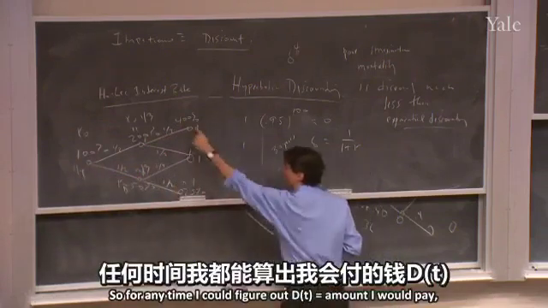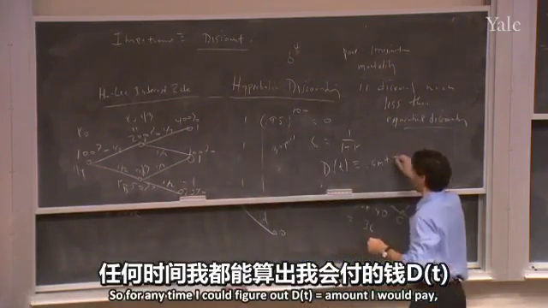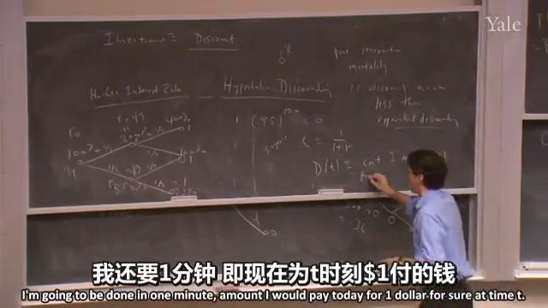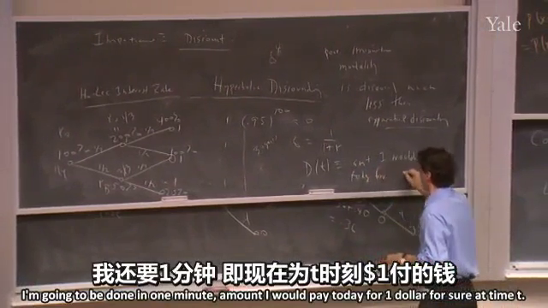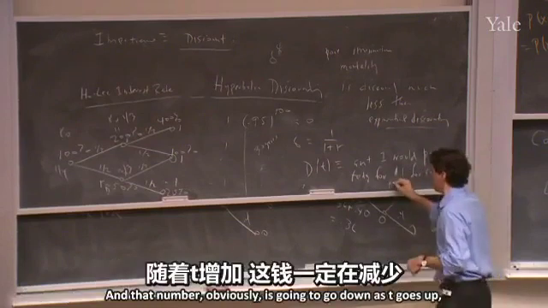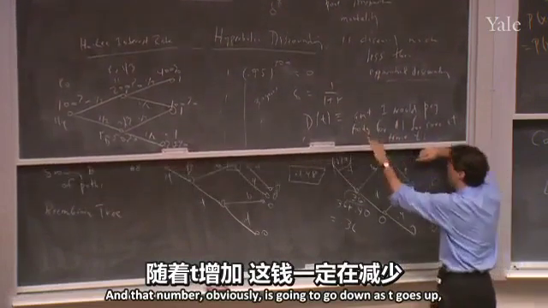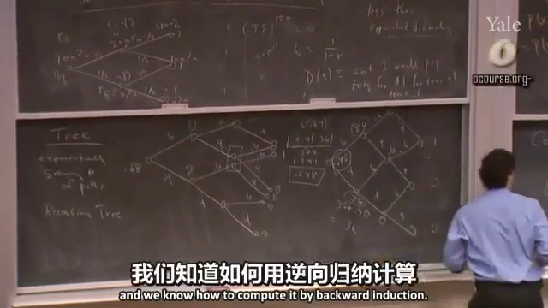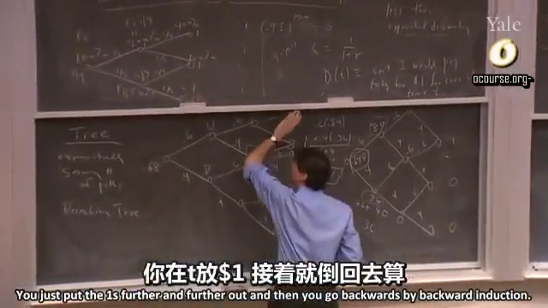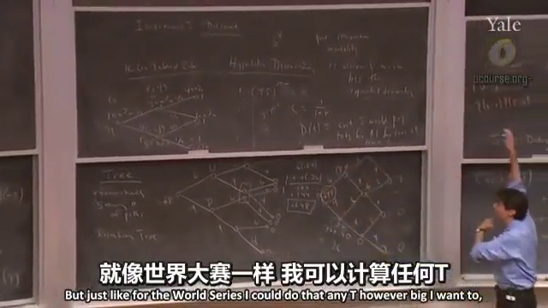So for any time, I could figure out d of t equals amount I would pay today for $1 for sure at time t. And that number, obviously, is going to go down as t goes up. And we know how to compute it by backward induction. You just put the ones further and further out, and then you go backwards by backward induction. But just like for the World Series, I could do that for any t, however big I want to.